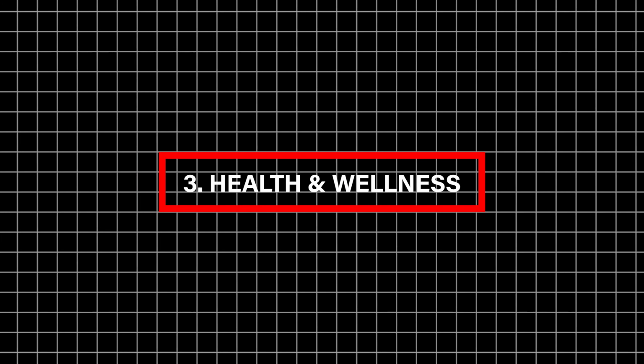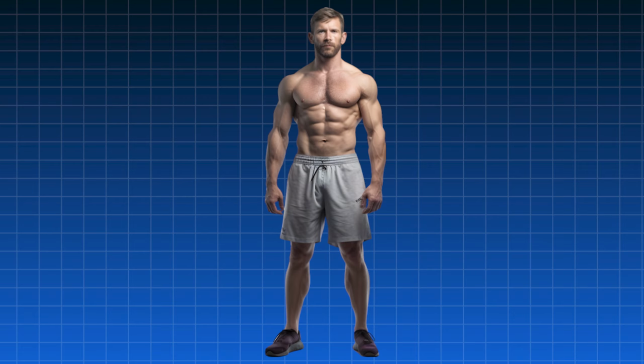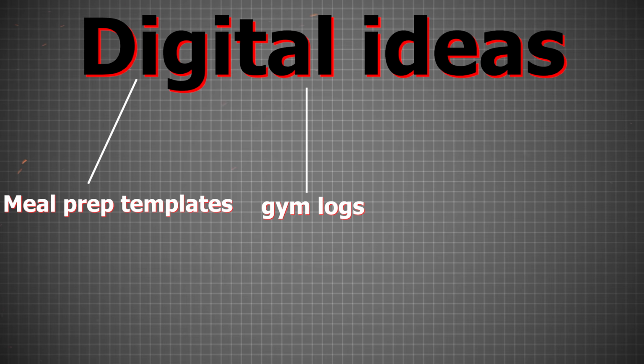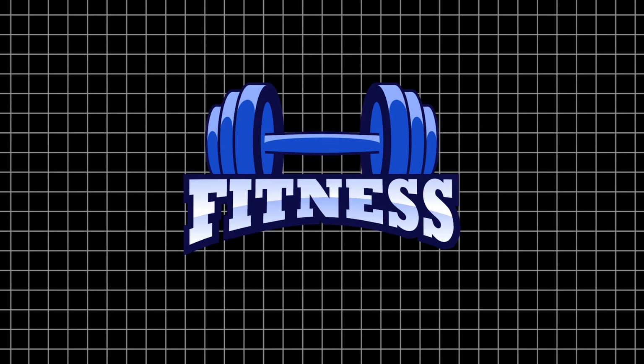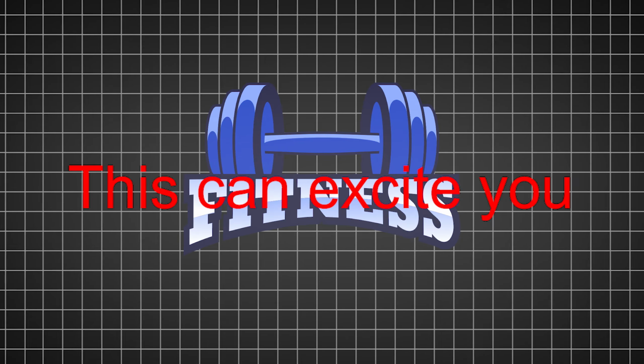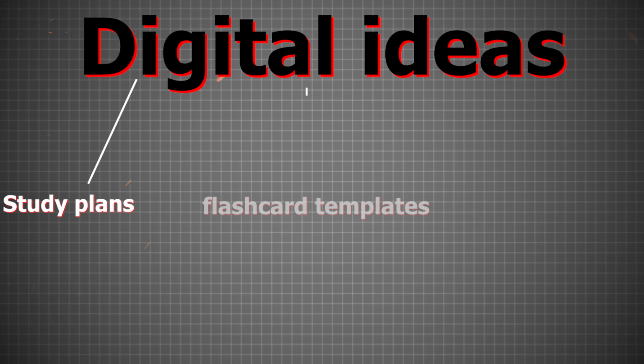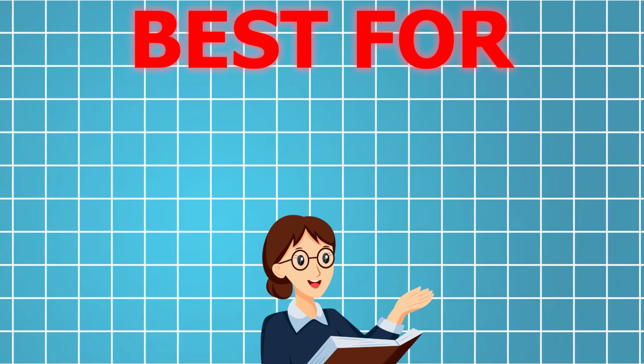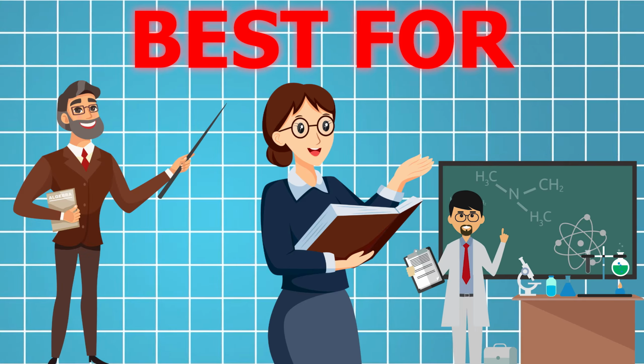3. Health and wellness. Fitness is evergreen, and mental health is trending. Digital ideas: meal prep templates, gym logs, mindfulness journals. If you are into fitness, yoga, and exercises, then this can excite you. 4. Education. Students and teachers are always looking for structure. Digital ideas: study plans, flashcard templates, academic calendars. This niche is best for teachers, professors, or if you like to teach others.